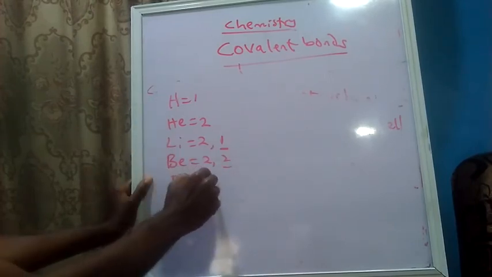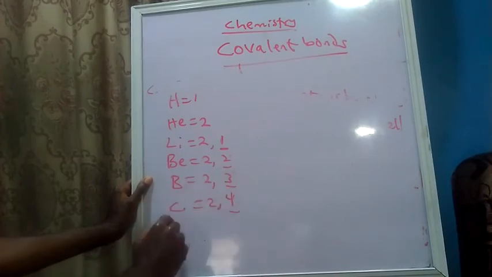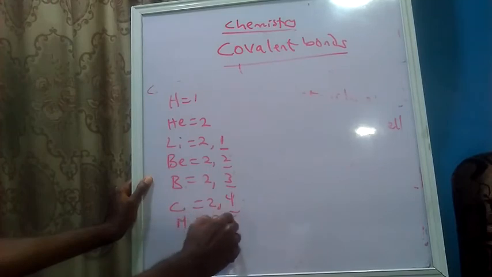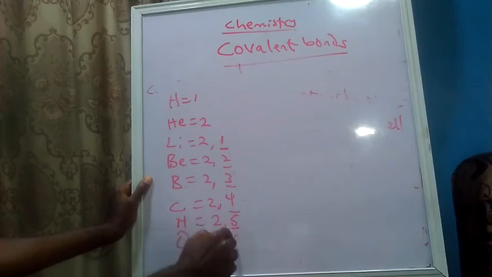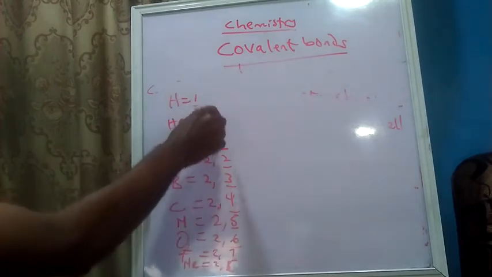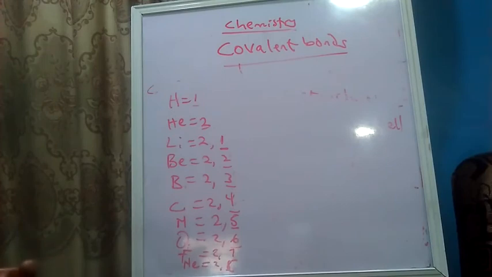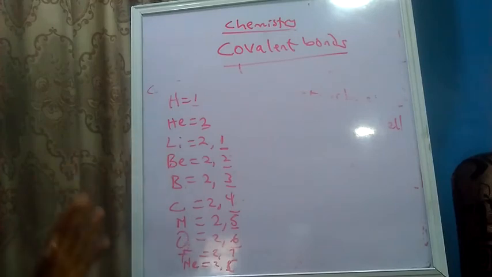Boron is 2, 3. Carbon is 2, 4. Nitrogen is 2, 5. Oxygen is 2, 6. Fluorine is 2, 7. And neon is 2, 8. So these are the outermost electrons, the ones underlined. And we are saying that for Lewis structures, the outer shell electrons, that is these valence electrons underlined there from these configurations, are represented as dots around the atomic symbol.